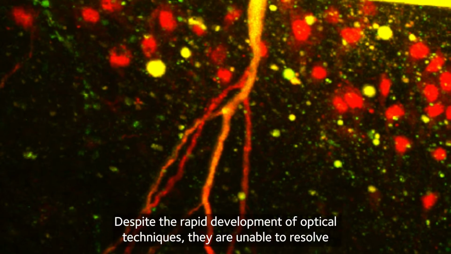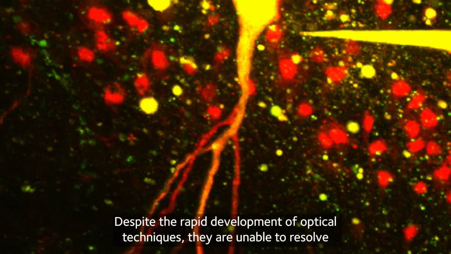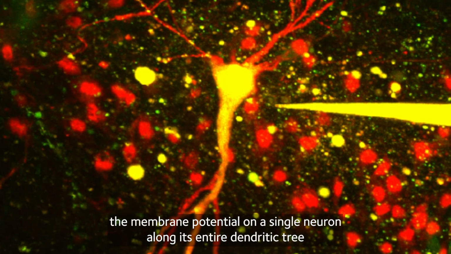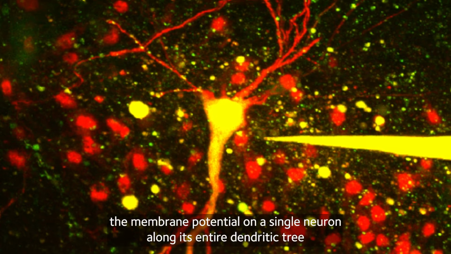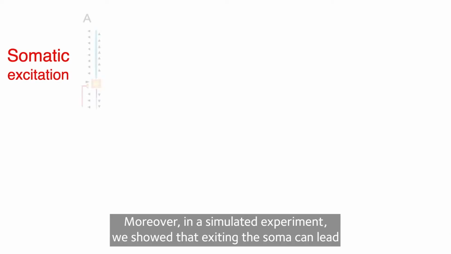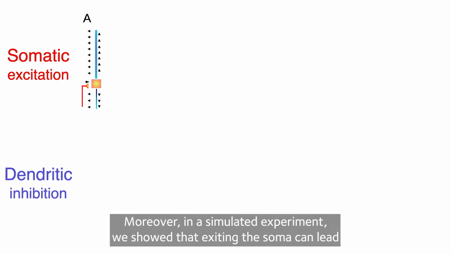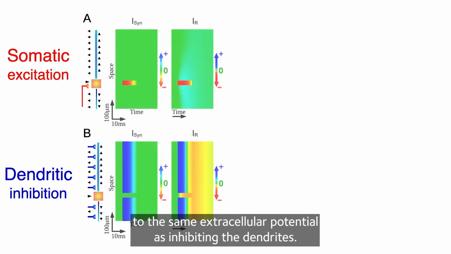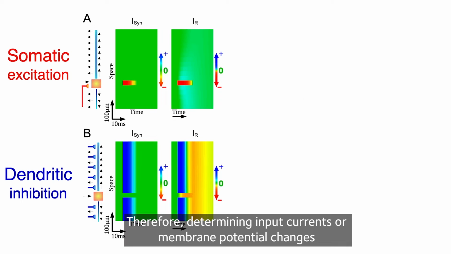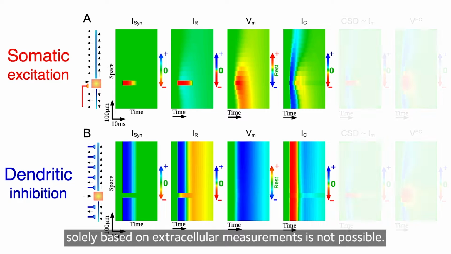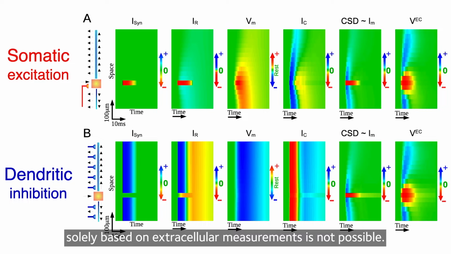Despite the rapid development of optical techniques, they are unable to resolve the membrane potential on a single neuron along its entire dendritic tree on the timescale of an action potential. Moreover, in a simulated experiment we showed that exciting the soma can lead to the same extracellular potential as inhibiting the dendrites. Therefore, determining input currents or membrane potential changes solely based on extracellular measurements is not possible.